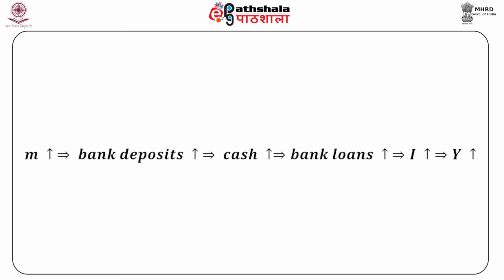In this case, M increases, leading to an increase in bank deposits, an increase in cash, then an increase in bank loans, which leads to an increase in I, and which further results in an increase in Y.